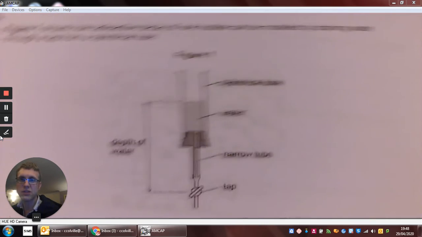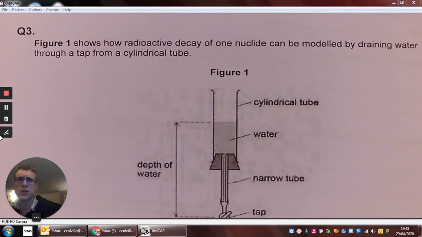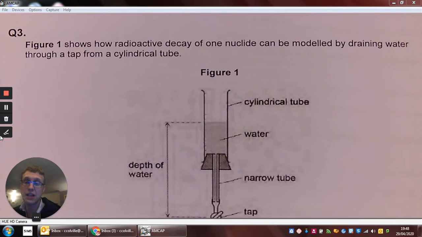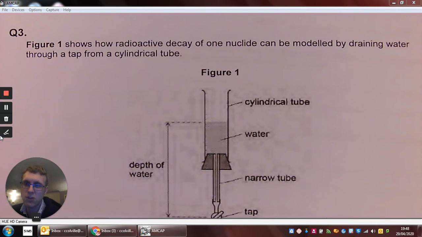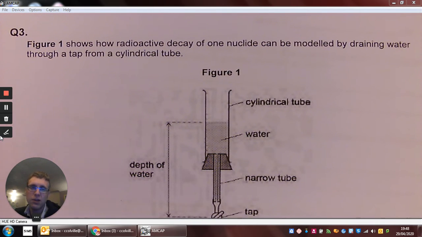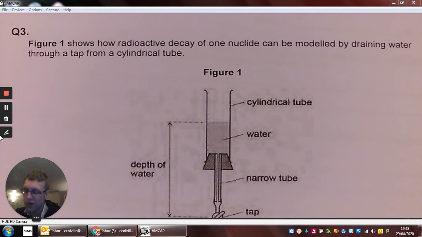Now, question 3 is quite an interesting question. When it was set as an actual A-level question, it really threw a lot of people because it's not the standard kind of radioactive decay question. A lot of the time these questions are really lovely because anything you can do on them is worth marks. So this isn't radioactive decay, it's a model that shows you how radioactive decay works.